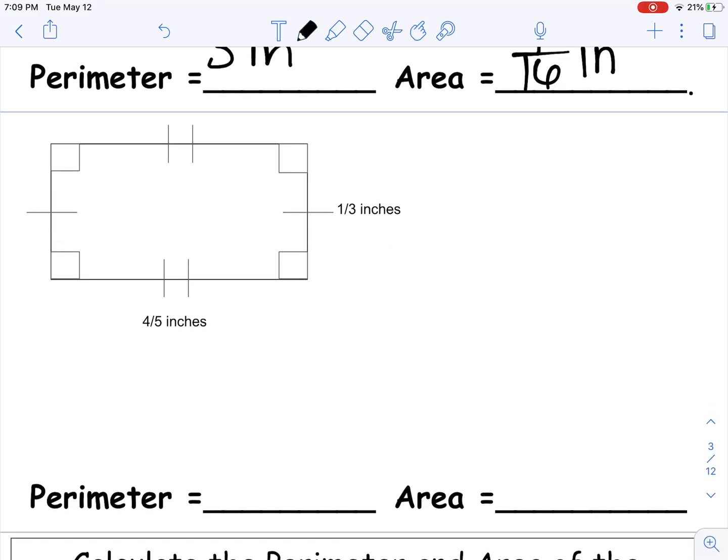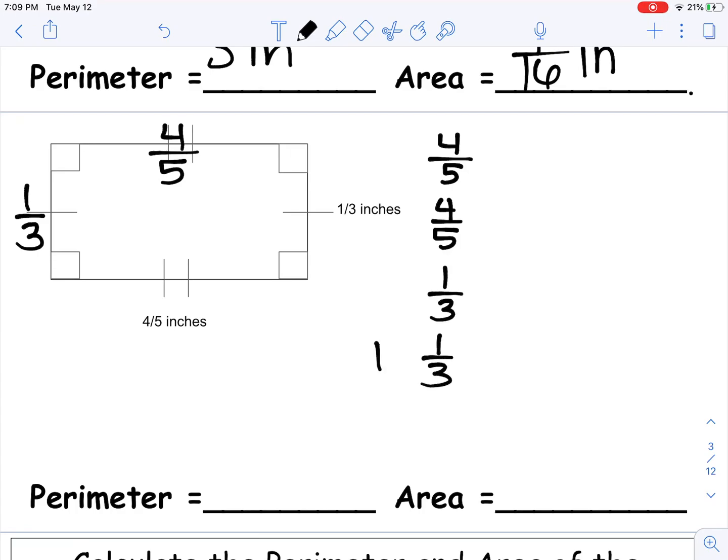All right, rectangle time. Remember, perimeter of a rectangle is length plus width plus length plus width. We got some congruency marks, so that tells me that this side is also 1/3. This side is also 4/5. This is where it gets a little trickier with perimeter because we're adding fractions, and when you look at these fractions, do they have the same denominator? No. So, 4/5 plus 4/5 plus 1/3 plus 1/3.